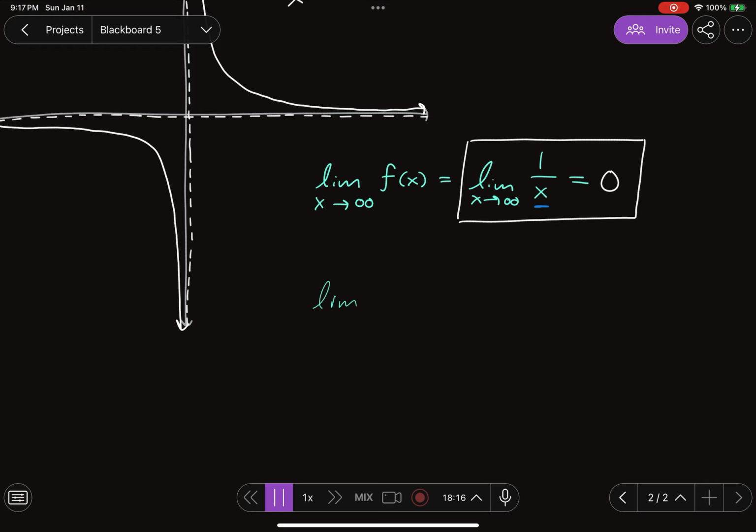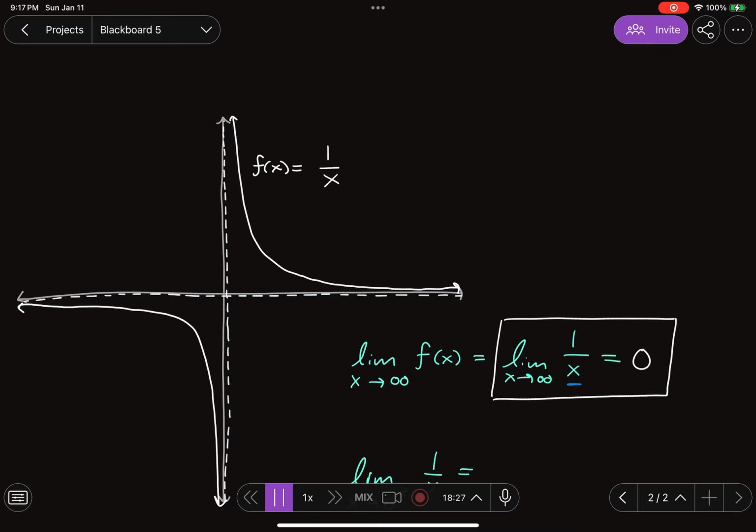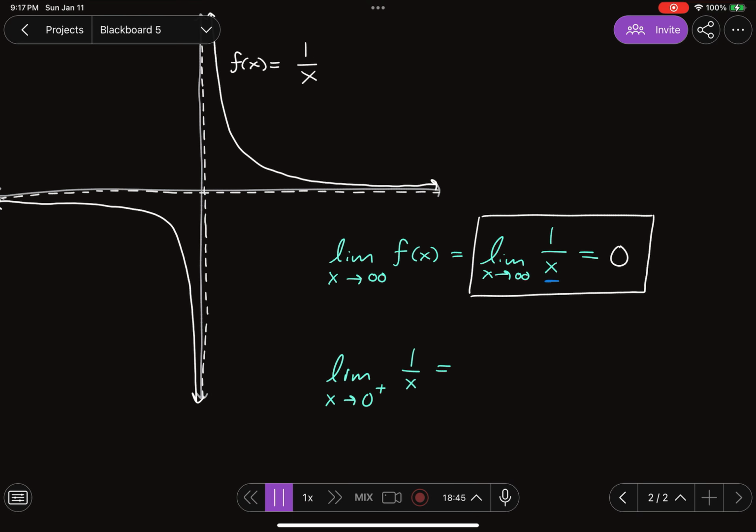The limit as x approaches 0 from the right of 1 over x is equal to, let's see what this would be. We're approaching 0 from the right and observing our function value. We're getting closer and closer to 0 from the right, and it looks like our function is shooting off to infinity. So indeed, this limit is equal to infinity.